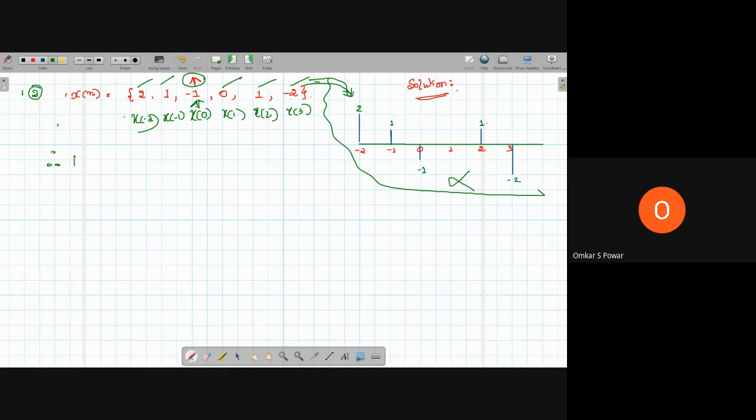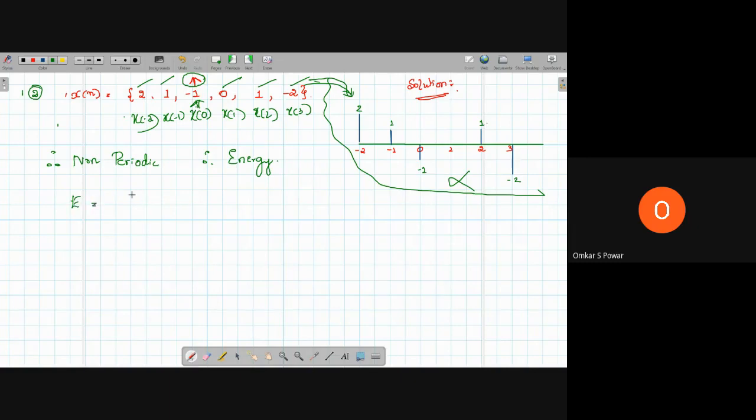So, therefore, it is non-periodic. Therefore, it is an energy signal. Now, to calculate the energy, what is the formula?